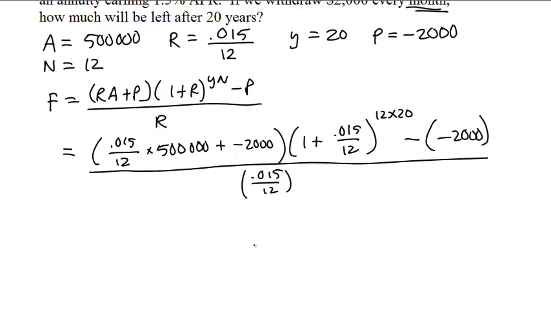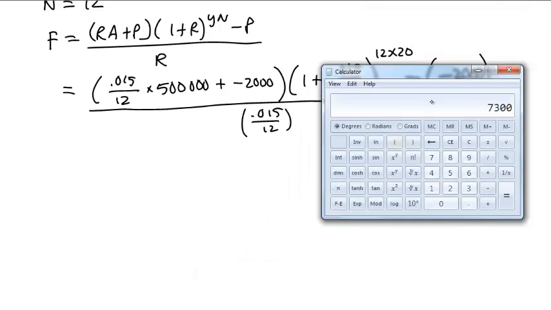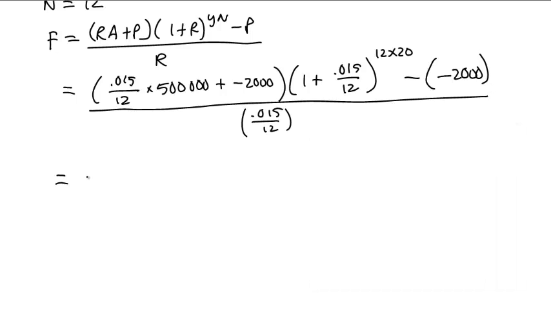And how do we deal with this? Let's get out the calculator and say 0.015 divided by 12 is 0.00125. Okay, so 0.00125 times 500,000 minus 2,000. Now we can say adding a negative number is just subtracting.